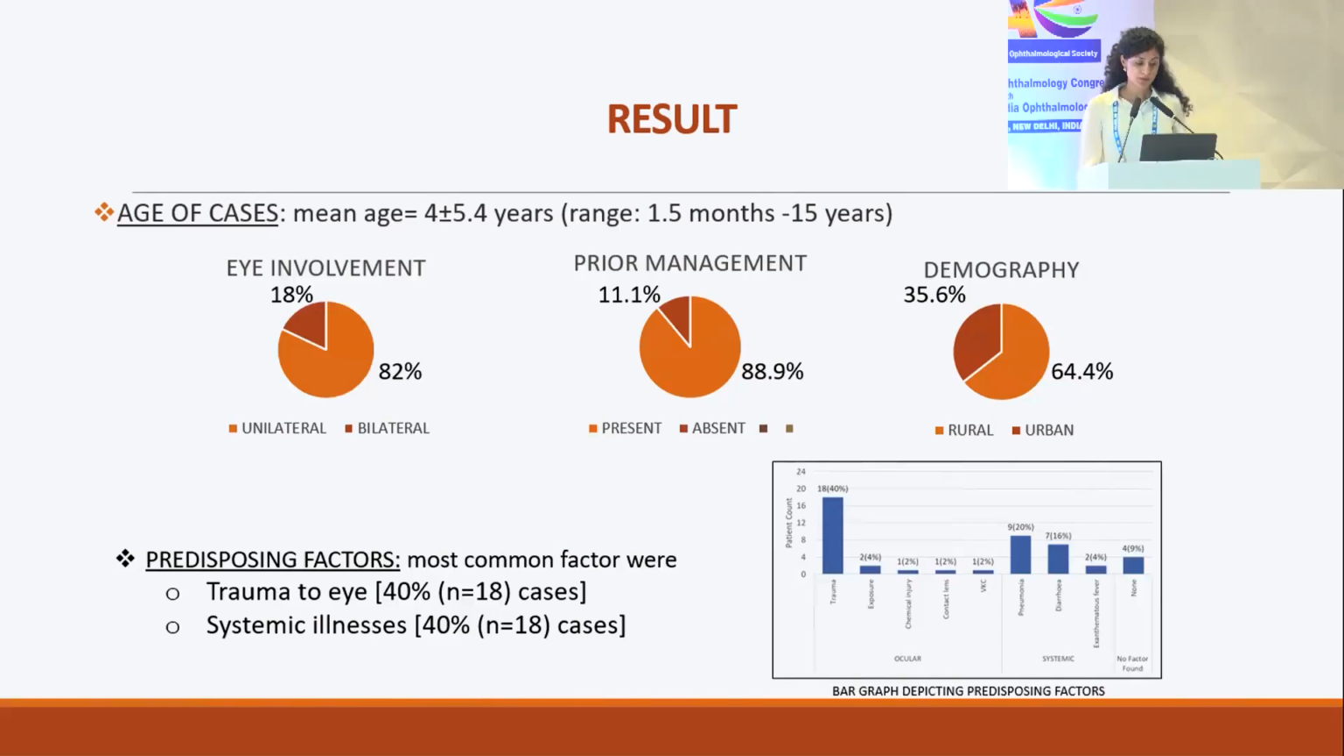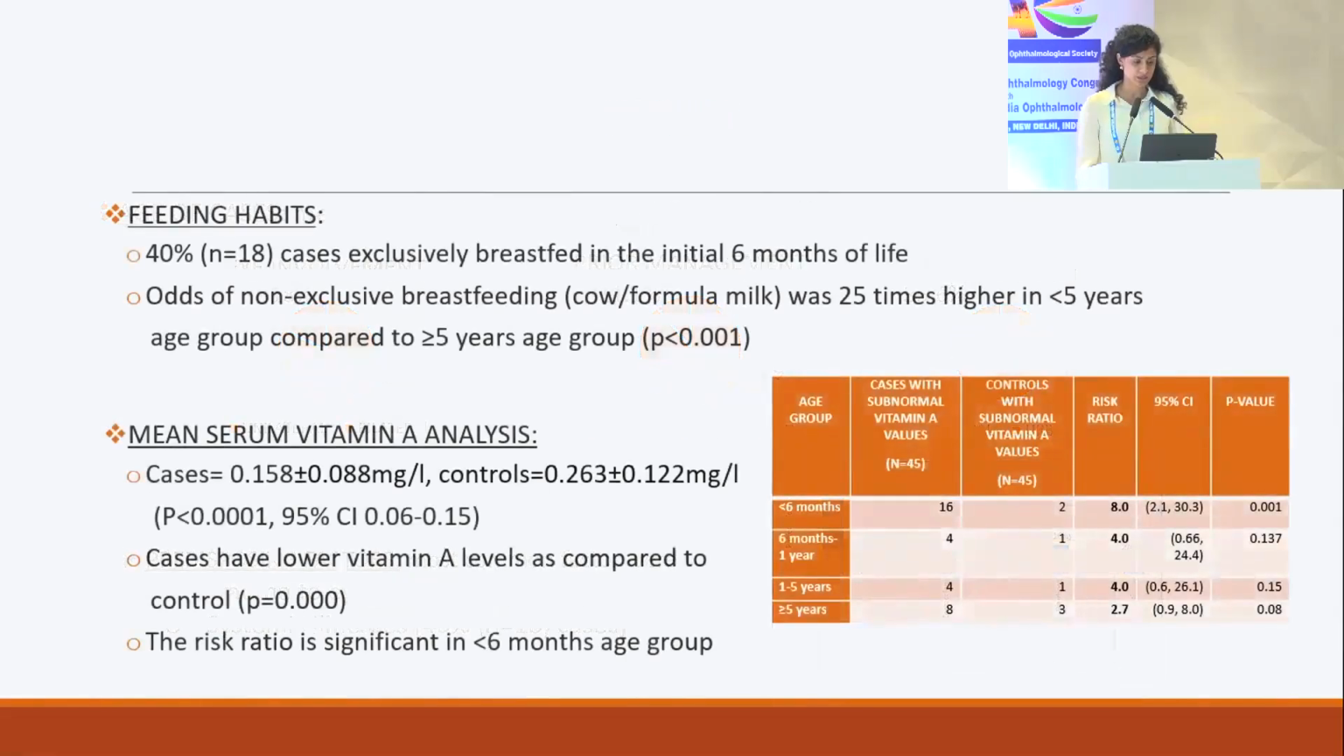The most common predisposing factors were trauma to the eye in 40% cases and systemic illnesses in another 40% cases. 40% cases were exclusively breastfed in the initial 6 months of life. And odds of non-exclusive breastfeeding was 25 times higher in less than 5 years age group compared to more than 5 years age group, and the p-value was significant.